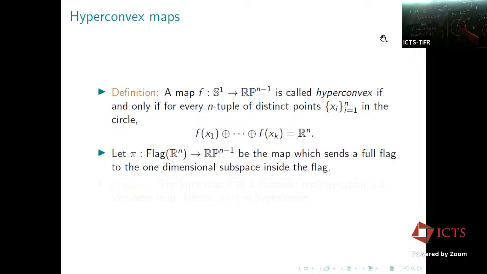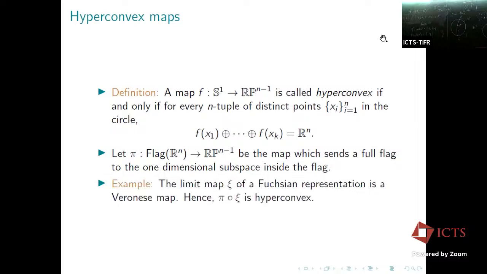And take the projection map from the flag to the first coordinate. So pi of F is V1. This is the definition of pi. Then you have that the limit map xi, which comes from Fuchsian representations, is a Veronese embedding of the circle inside RP^(n-1) because of the exact formula that I've written here. And hence pi composed with xi is hyperconvex. There is something to be checked, but I'm not checking it.